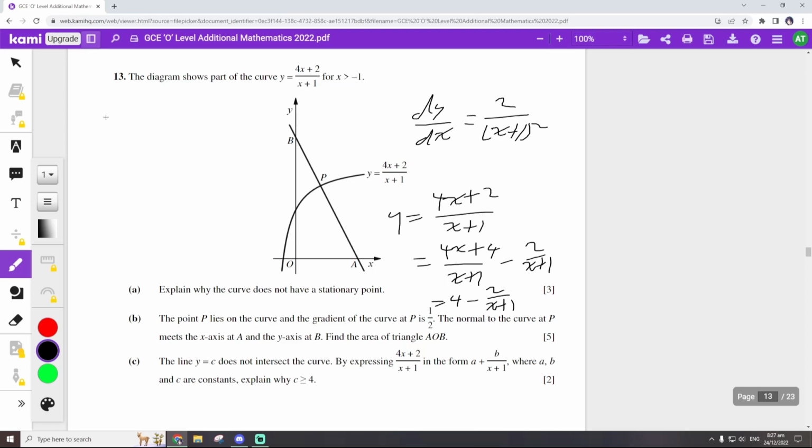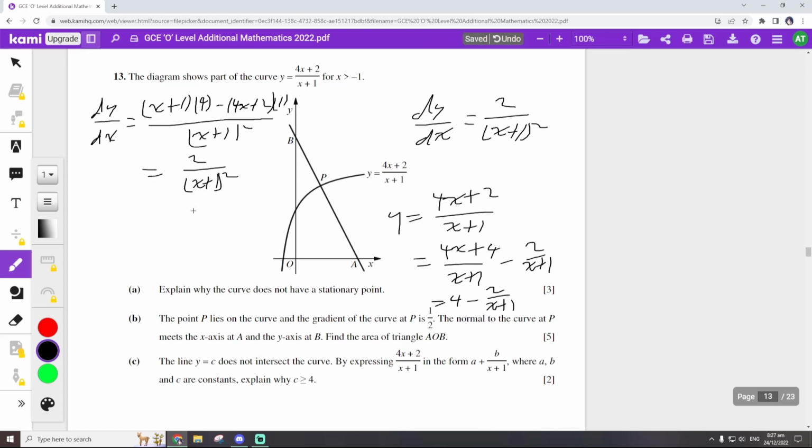You could of course do it the traditional way also. So let's do it that way. You will get x plus 1 times 4, minus 4x plus 2 times 1, divided by x plus 1 square. You will get 4x plus 4 minus 4x plus 2, which is indeed 2 over x plus 1 square. So yeah, you can verify both ways. So dy dx is not 0 for all real x, therefore no stationary point, right?